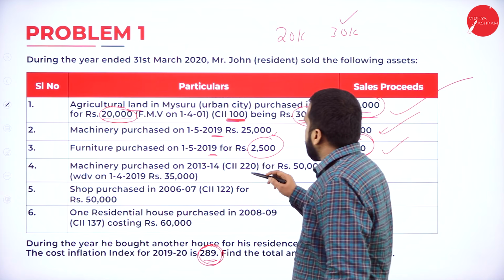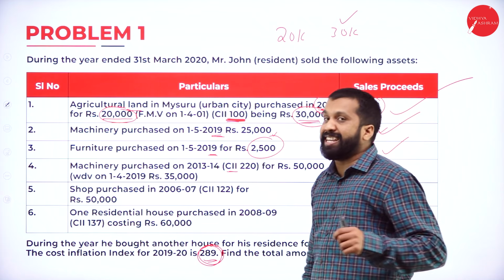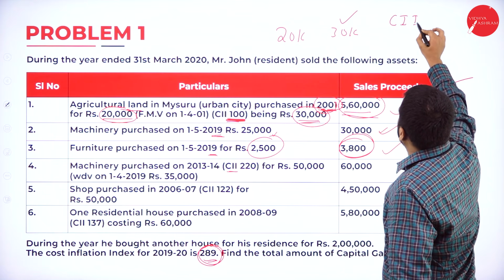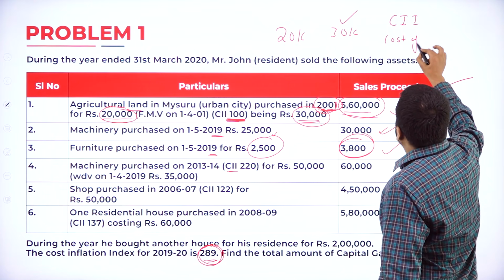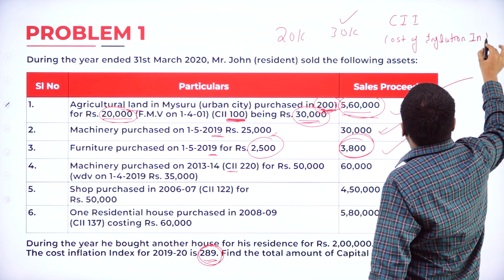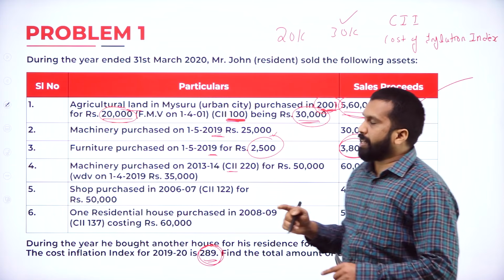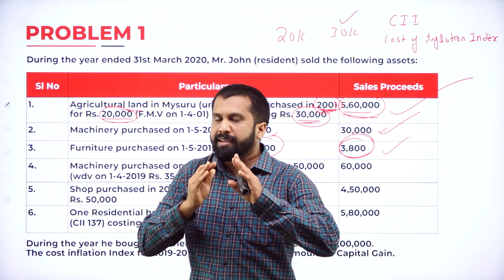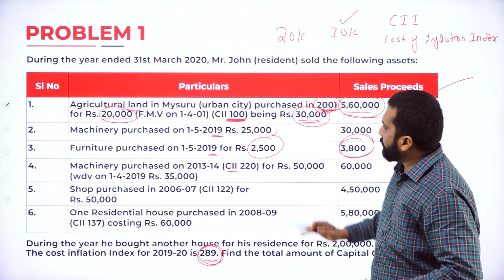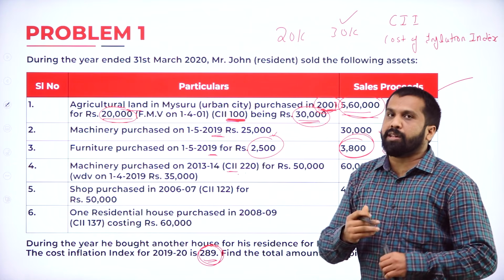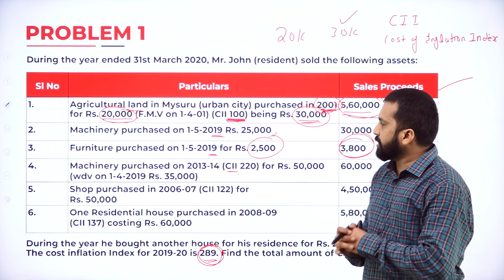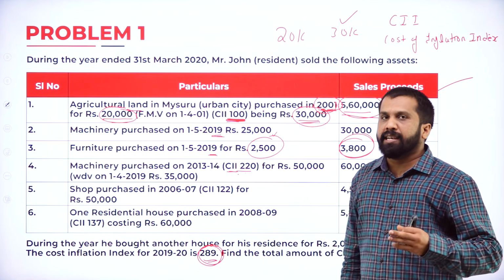Machinery purchased on... CII, cost of inflation index. I'll write CII stands for cost of inflation index. Clear? Wherever the question talks about long term, remember, it is easy to find out whether it is long term or short term. See, if they have mentioned CII in the question, it is long term. If they have not mentioned CII, it is short term. Clear? Unless it is long term, they will not give you this information.